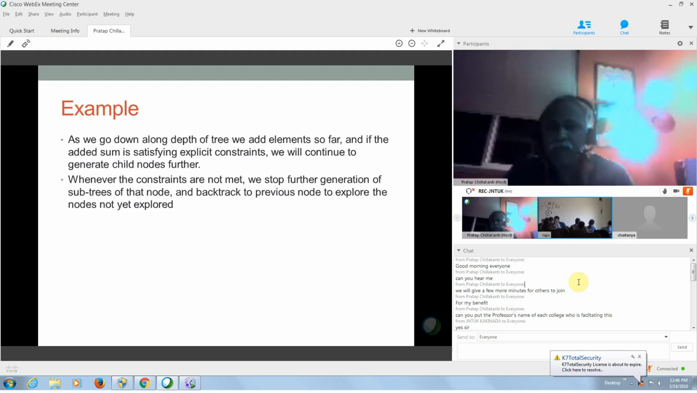Now, as you keep going down the depth of the tree, you're always keeping track of whether the added sum is satisfying the explicit constraint. Meaning, if the sum is less than or equal to, in this case, 19 or whatever we said, you continue to build the tree. The moment it goes greater, you no longer have to build the tree. Meaning the constraint is not met, you would not generate any more subtrees, and you backtrack to the previous node. So remember, it's all depth first.